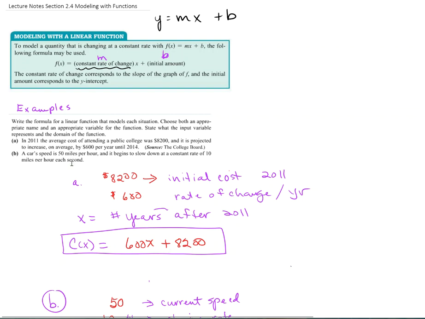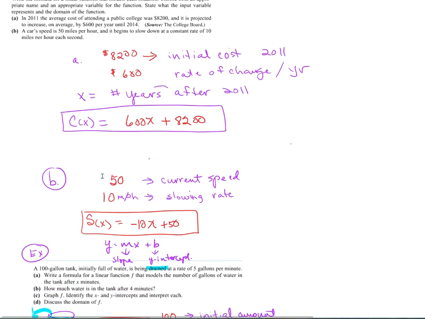B part, a car's speed is 50 miles per hour, and it begins to slow down at a constant rate of 10 miles per hour each second. So down here we've got 50 is the current speed, 10 miles an hour is the slowing rate, and because it's slowing, it'll be a negative 10x plus 50. So that would be a line that would be going down like that.